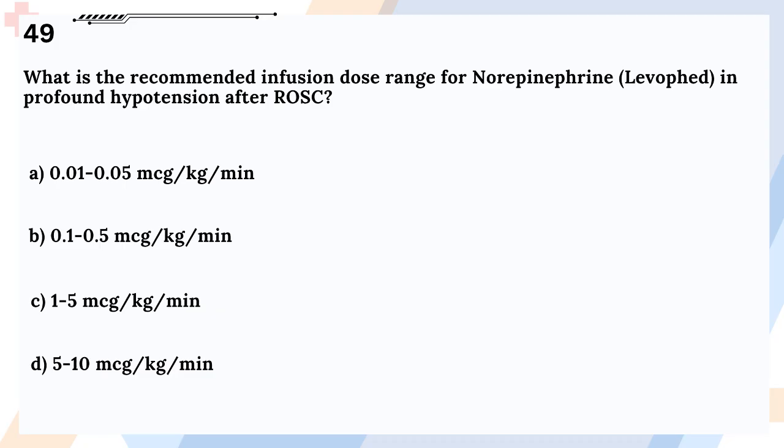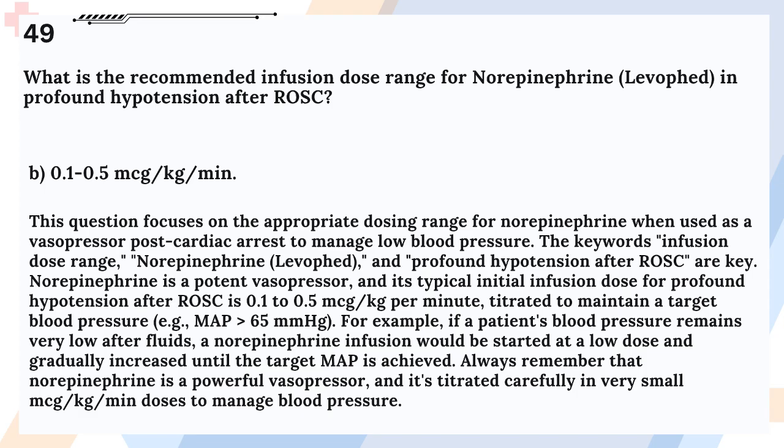Answer: B. 0.1 to 0.5 mcg/kg/min. This question focuses on the appropriate dosing range for norepinephrine when used as a vasopressor post-cardiac arrest to manage low blood pressure. The keywords infusion dose range, norepinephrine, Levophed, and profound hypotension after ROSC are key.